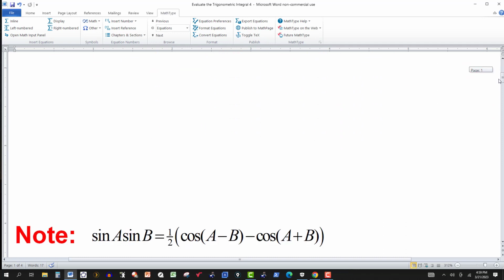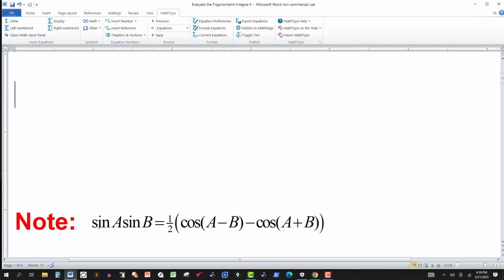So we're going to use this formula right here. That's the thing with these types of problems. You have to utilize a lot of the identities involving trig functions, and this is one where we can convert the product of, in this case, two sine functions to a sum, or difference in this case, involving cosine. So there's the formula.